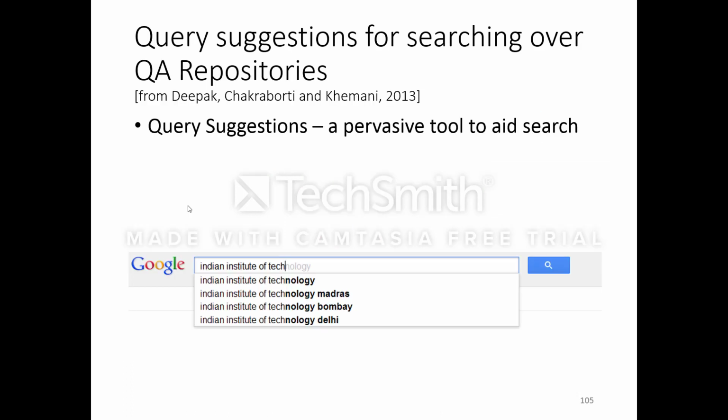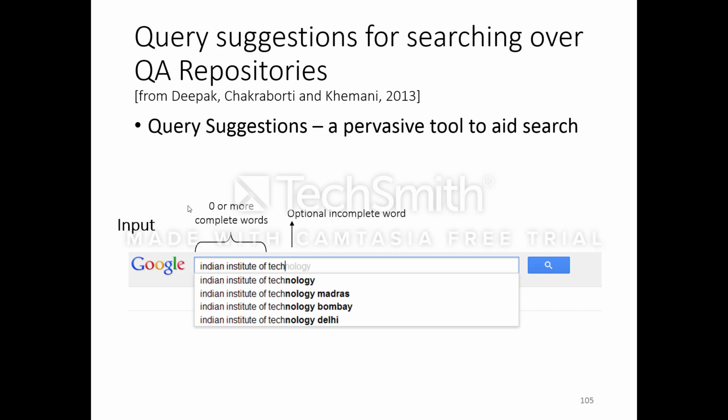Okay, so moving on, let's look at this paper from ECIR 2013: Query suggestions for searching over QA repositories. So query suggestions are a pervasive tool to aid search. If you just search for something, these days all the web search engines do it for you, like Google or Bing. So if you type Indian Institute of Tech, it will prompt you with a bunch of completions, which in this case is the Indian Institute of Technology and the various Indian Institutes of Technology that are out there as well.